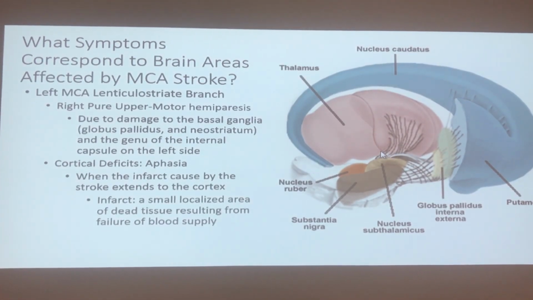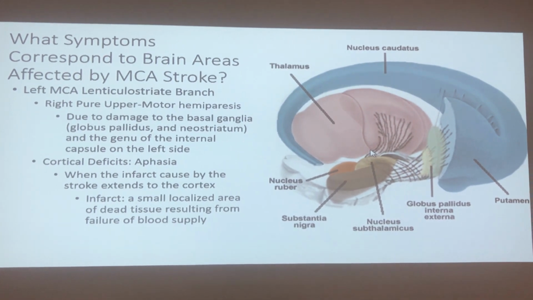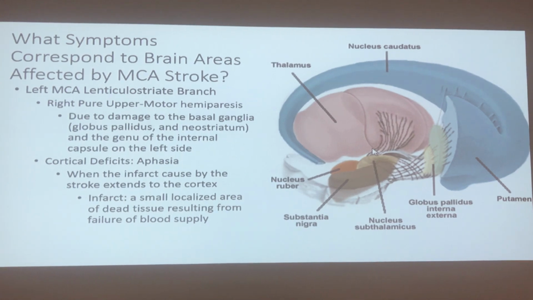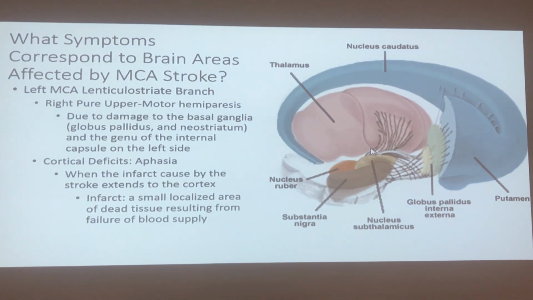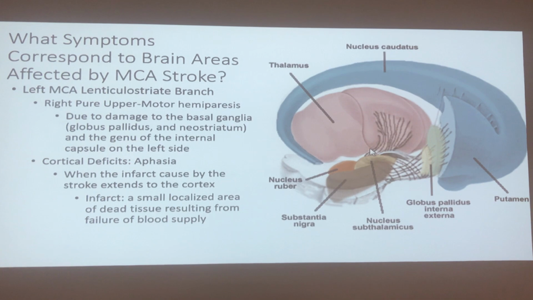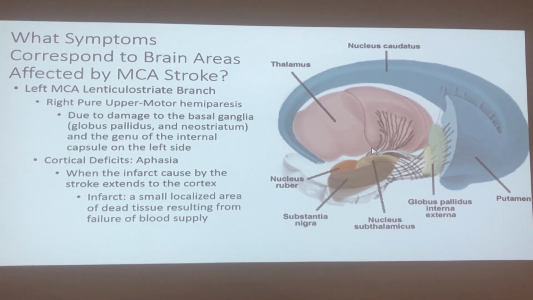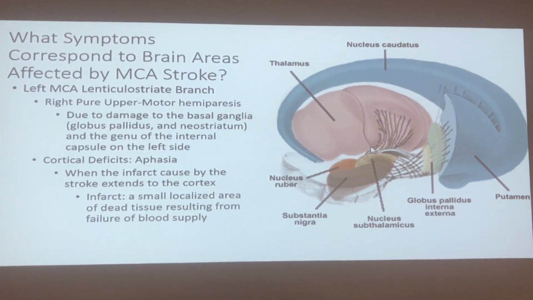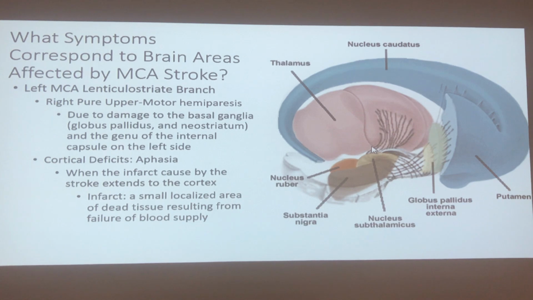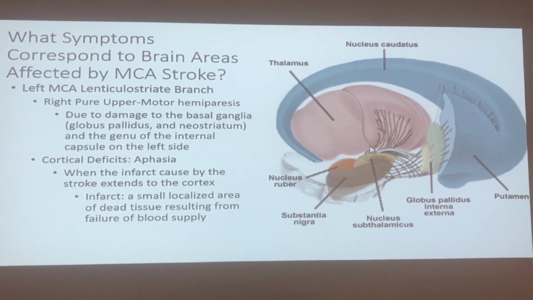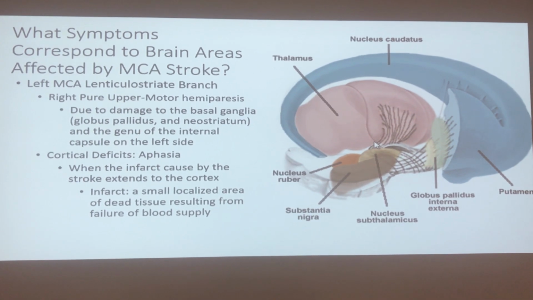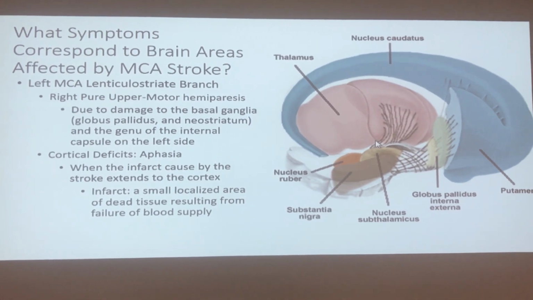As for the left MCA lenticulostriate branch, there may be right pure upper motor hemiparesis due to damage to the basal ganglia and globus pallidus and striatum, as well as to the genu of the internal capsule on the left side. Other aspects are cortical deficits, such as aphasia, which happens when an infarct caused by the stroke extends to the cortex. The infarct is a small localized area of dead tissue resulting from the failure of blood supply.